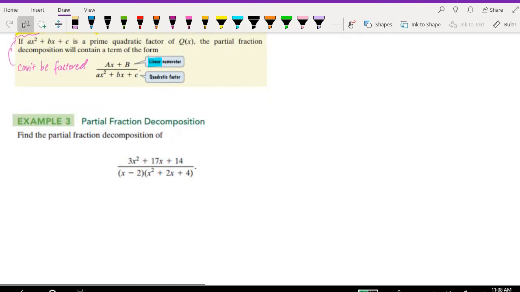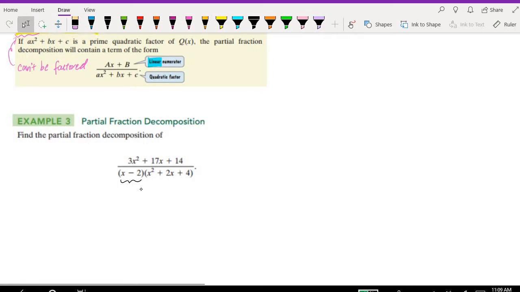Example 3: find the partial fraction decomposition of 3x squared plus 17x plus 14 over x minus 2 times x squared plus 2x plus 4. How do we set this up? Let's take a look at it piece by piece. Let's look at the first part, x minus 2.